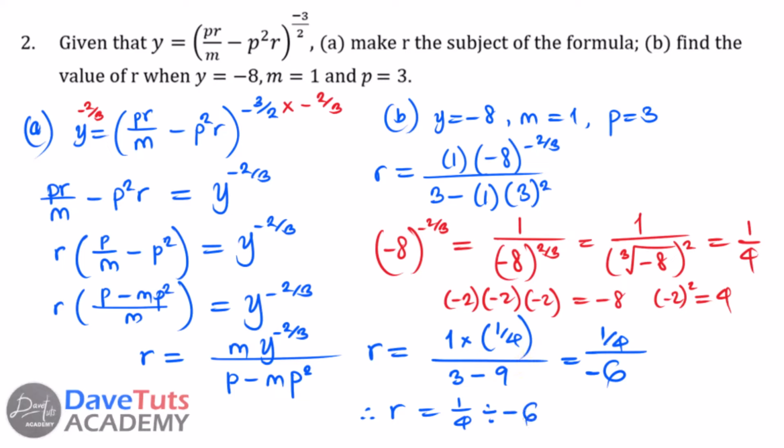And if we are having something like this, of course, we know that means we are saying times 1 over minus 6. So 1 times 1 is 1. 4 times minus 6 is minus 24. Or we can just write it out holistically to say this is nothing but minus 1 over 24. So this is going to be the value of r when y is minus 8, m is 1, and p is 3. We just need to take note of this so that we don't make mistakes there. And once we are able to get this as 1 over 4, we can proceed and get our answer as appropriate.